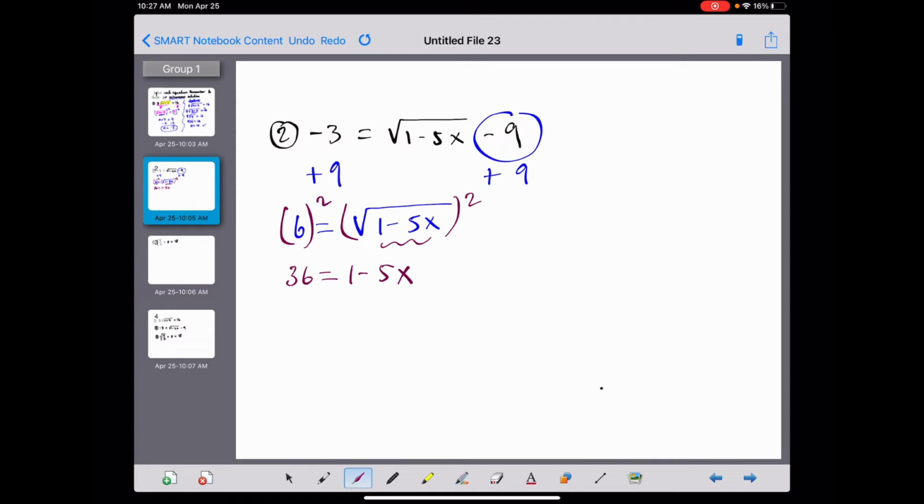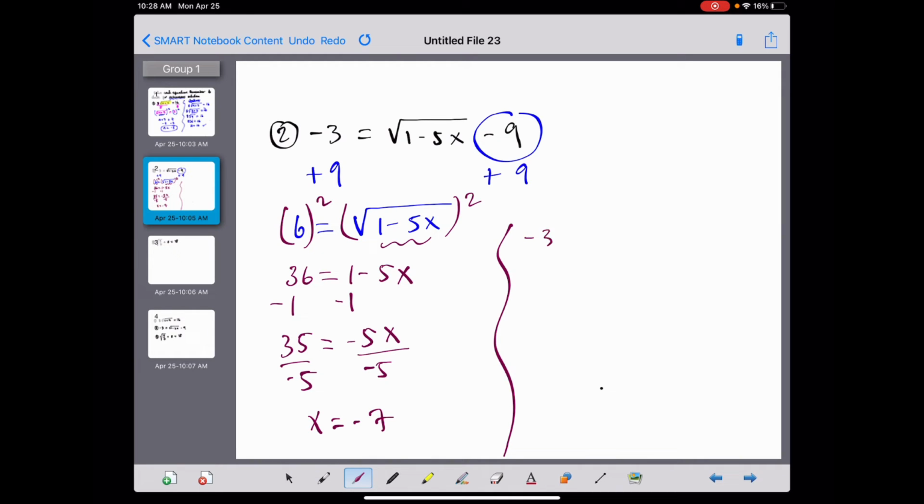Then to solve for x, we're going to subtract 1. We get 35 equal to -5x. And then divide both sides by -5. Then x is equal to -7. Okay, checking again to make sure the answer is correct.